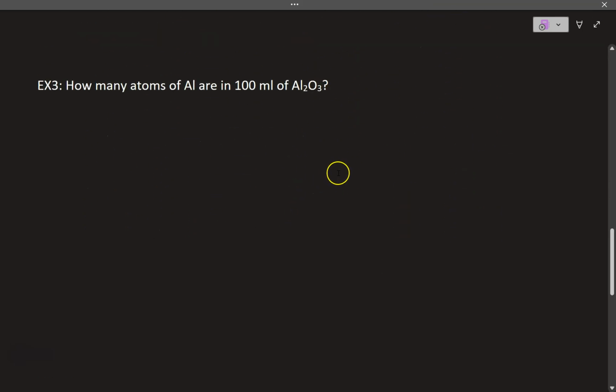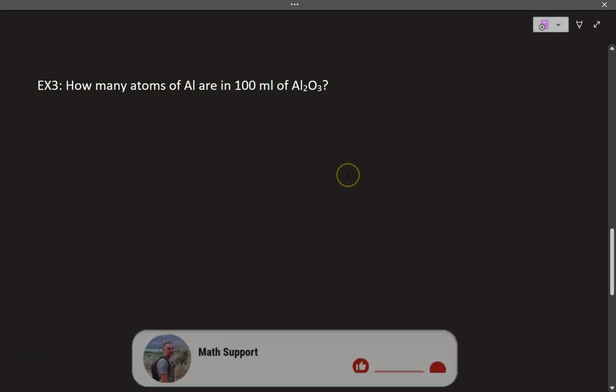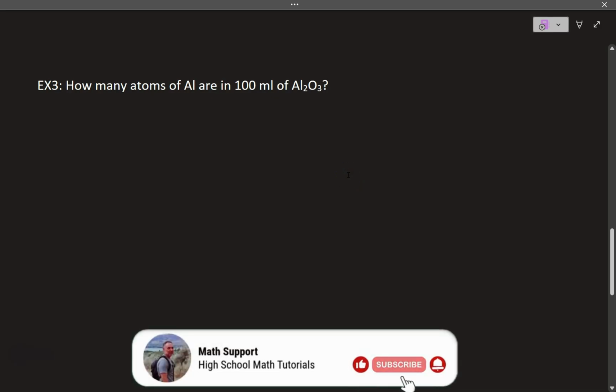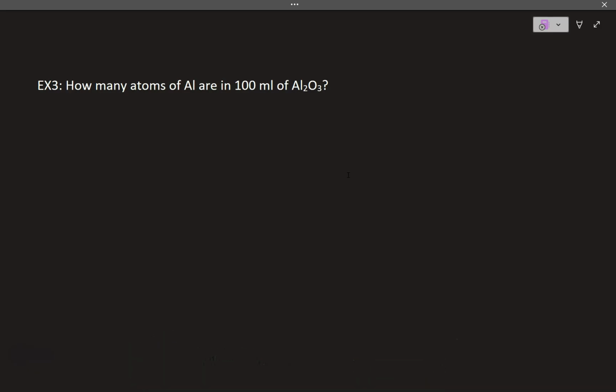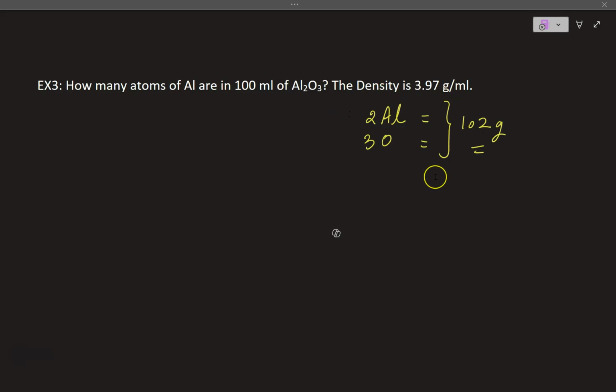Here it is. How many atoms of aluminum are in 100 milliliter of aluminum oxide? This is aluminum trioxide. All right, so let's figure that out. This is how many atoms are in there. So first, we have 2 aluminum and 3 oxygen. When you add them all up, we'll end up getting 102 grams for the molar mass. So now that we have the molar mass, we're going to go ahead with the density that's given to us in the question.